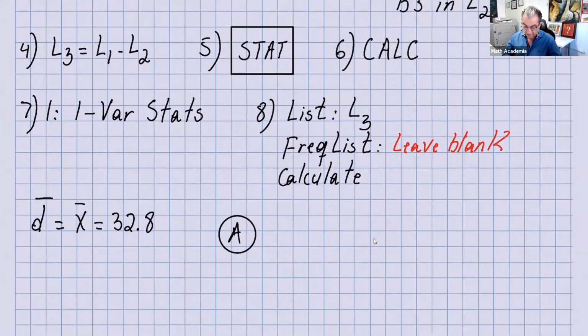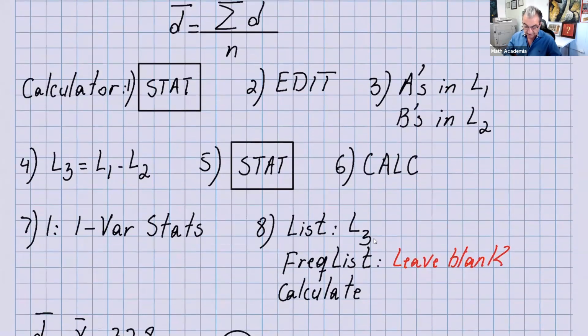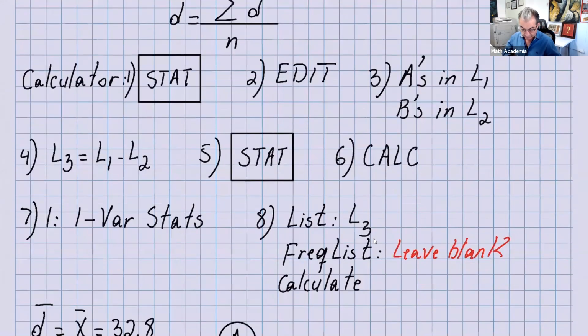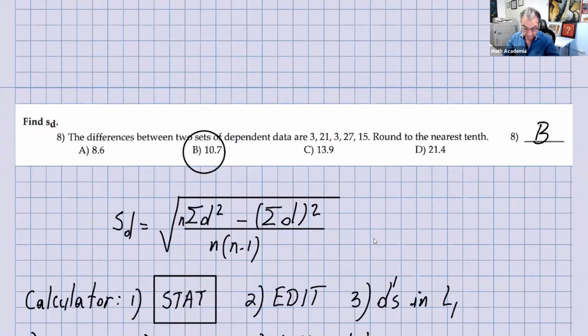So 32.8 is the answer, and I put all the steps for the calculator for you. So you can go over these steps, whatever I just showed you, and you can get the answer.